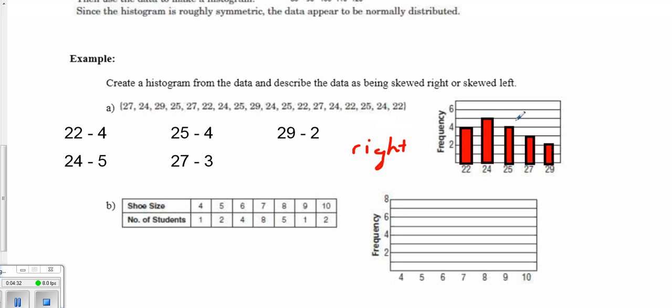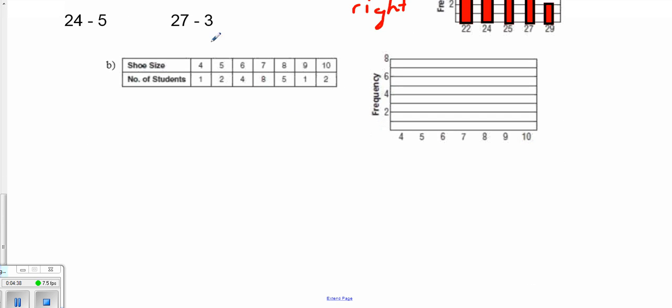Again, this is what our histogram would look like. Extra values on the right, it is skewed to the right. Let's use this data set. They've already made the frequency table for us. It looks like they checked the shoe size of some people and wrote down how many times each one happened. So, size 4, we only got 1 student with that.